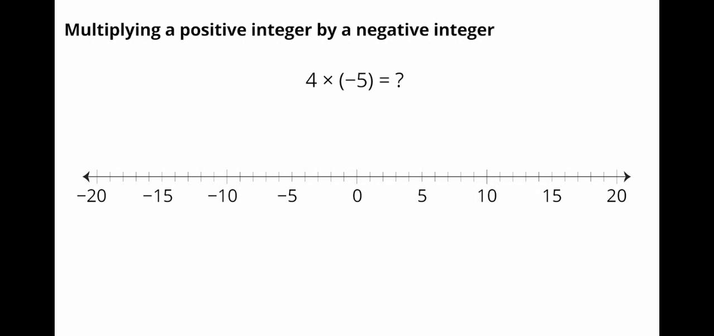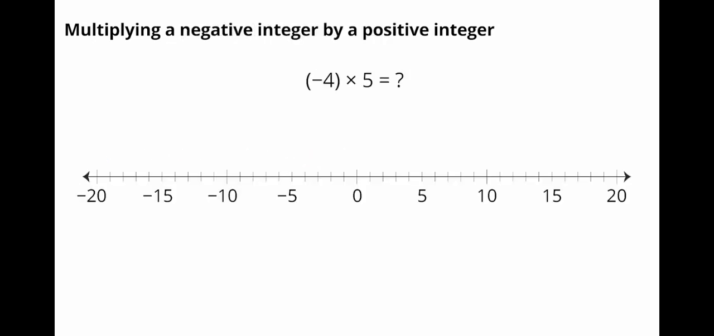Here are some examples. The first integer in this equation is positive 4. So you start at 0 and figure out where you will be in the future after 4 jumps. The second integer is negative 5. So you move to the left in jumps of 5. On a number line, you can start at 0 and see where you land after you take 4 jumps of 5 to the left. After 4 jumps of 5 to the left, you land at negative 20. 4 times negative 5 equals negative 20.